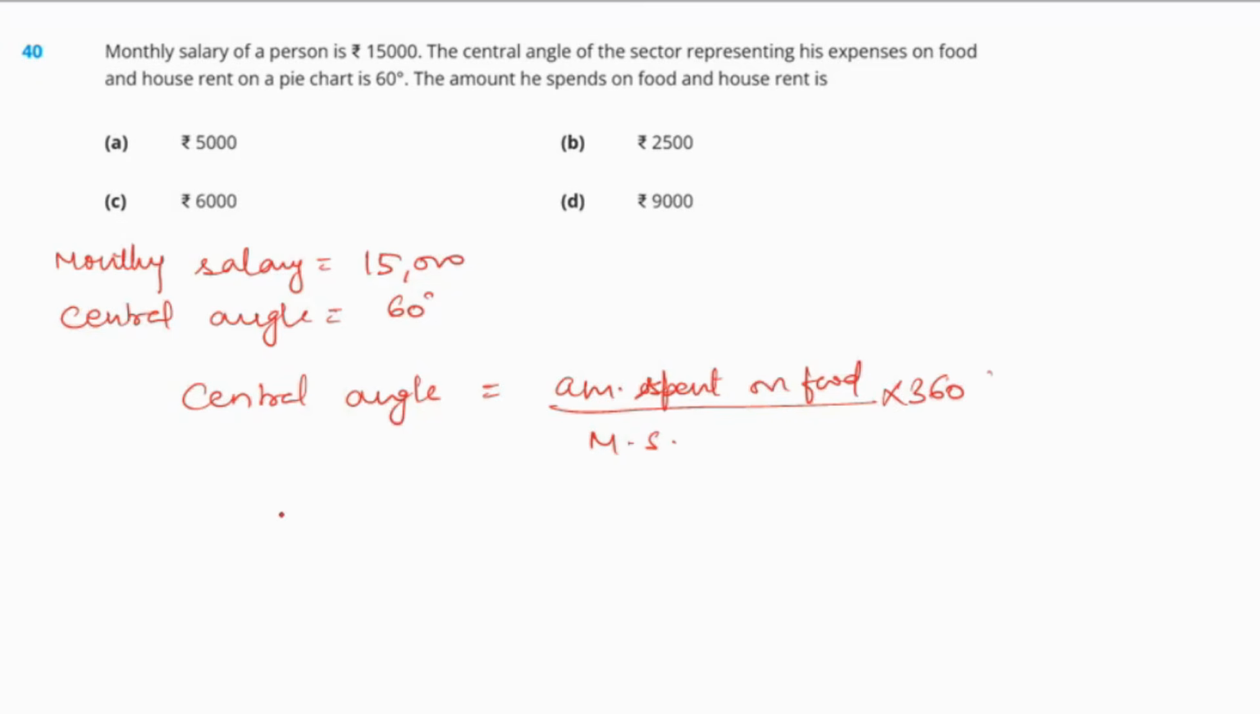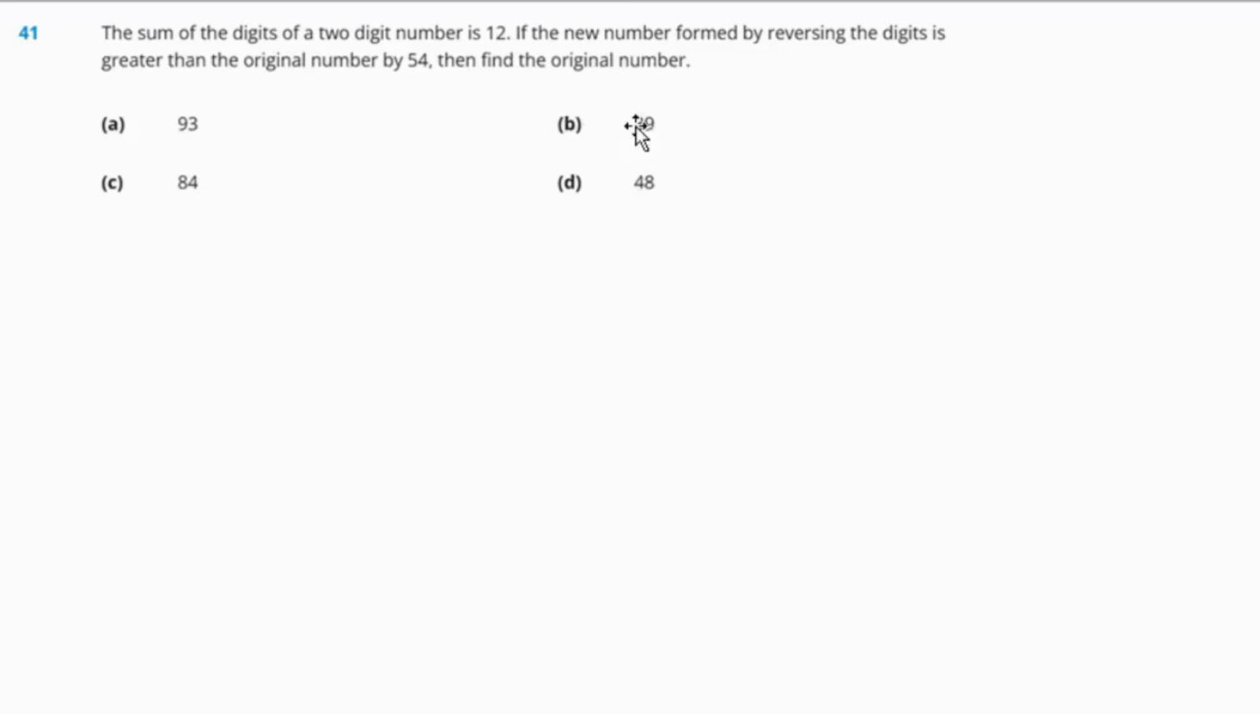So for that, what we can do, central angle, which is given to us, 60. Okay, 60, we can multiply it with his monthly salary, which is 15,000, divided by 360 we can do. So if we are going to solve it like this, we will be getting 2,500. So the amount which he spent on food is 2,500.